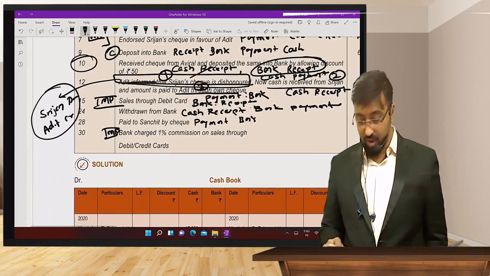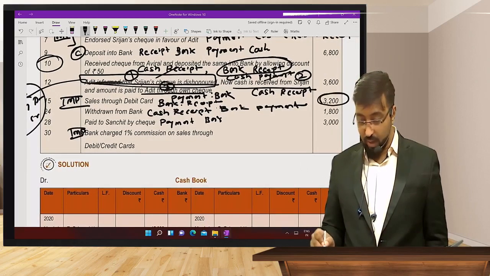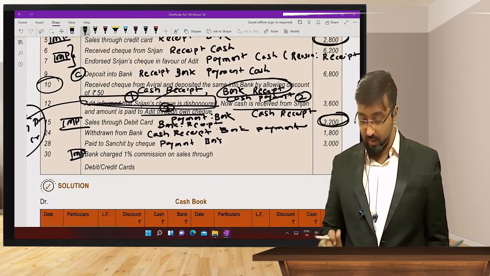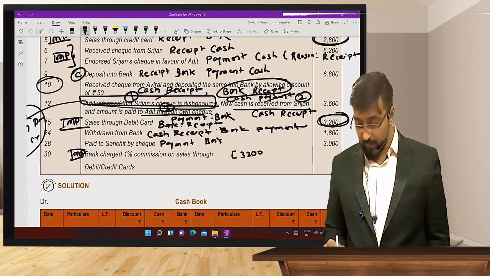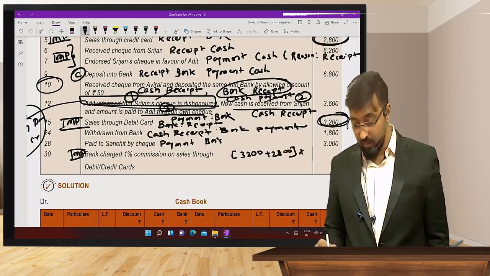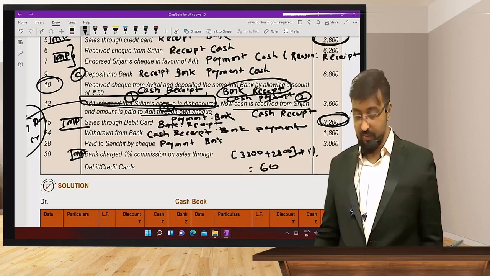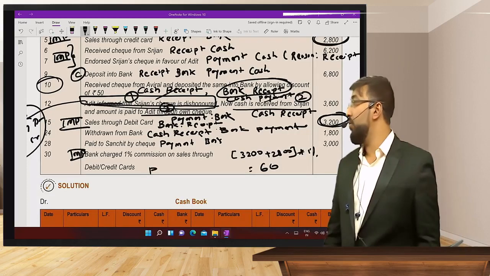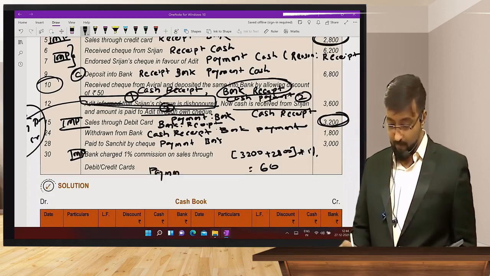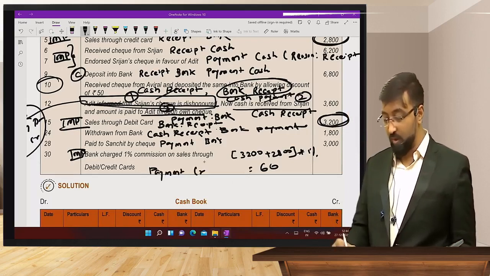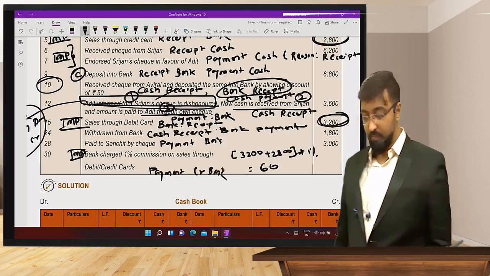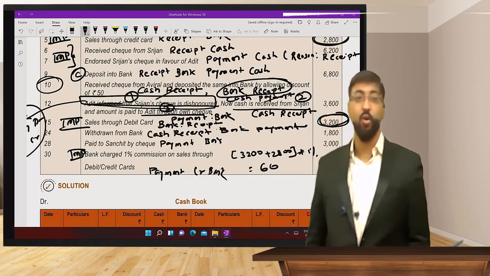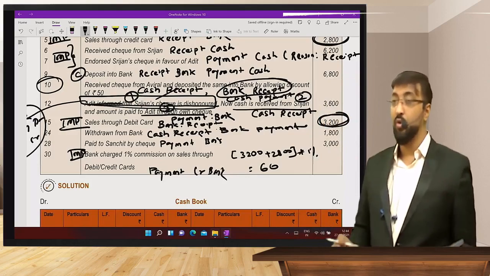Bank charge 1% commission. So beta, which 1% commission? Through debit card and through credit card, 2800. So what is the total? Very good, beta. 1% is 60 rupees. 60 rupees, cut two zeros. So payment account, credit side, which column? Bank, because it is a bank charge, so bank column. If it's possible to fit it on one page, it's okay. Otherwise, take two pages.